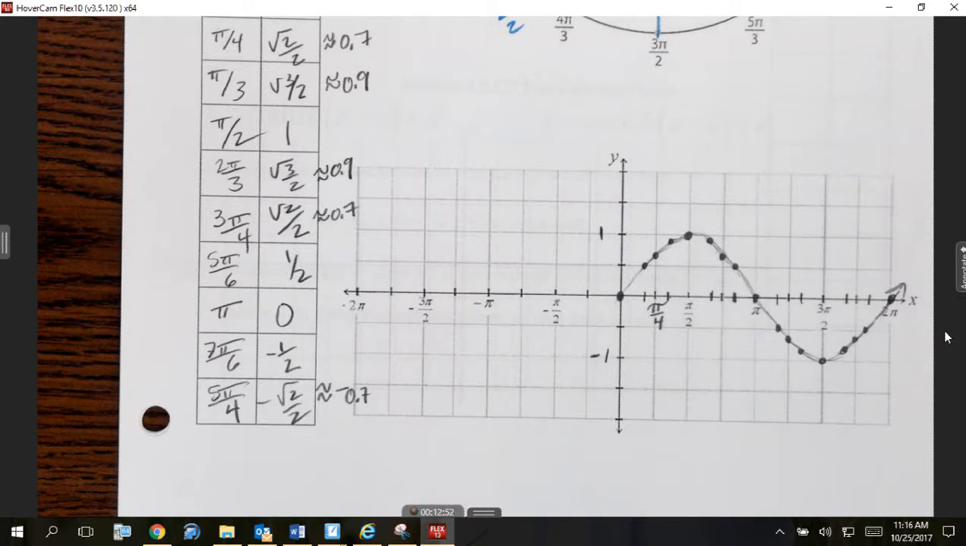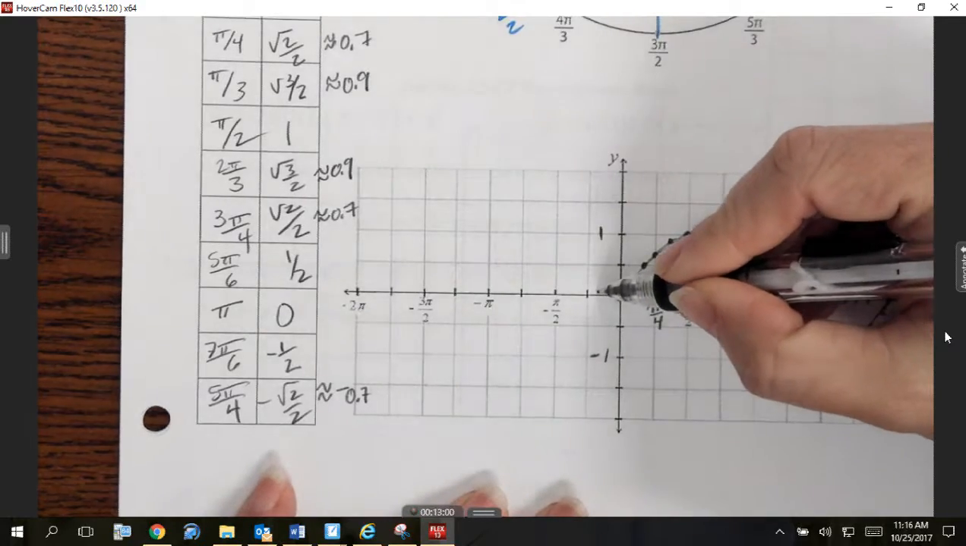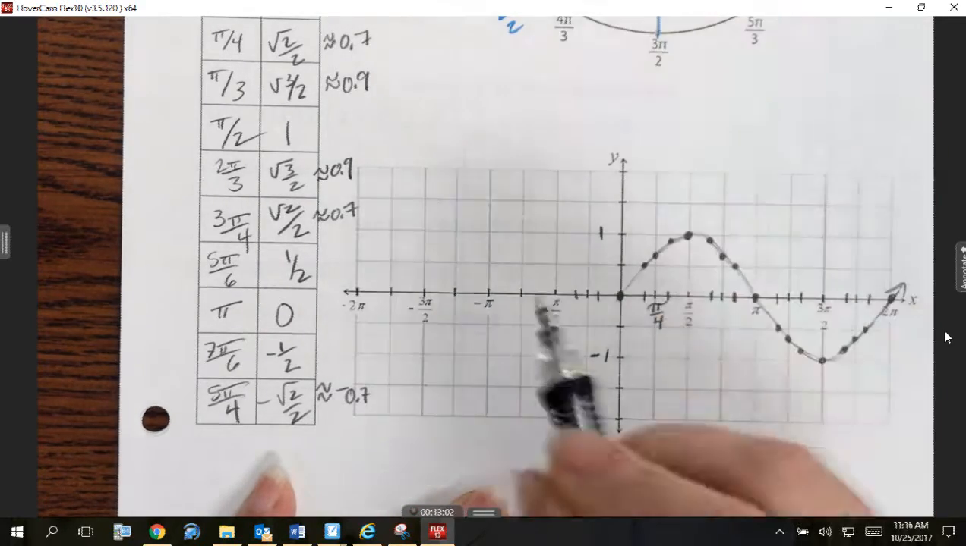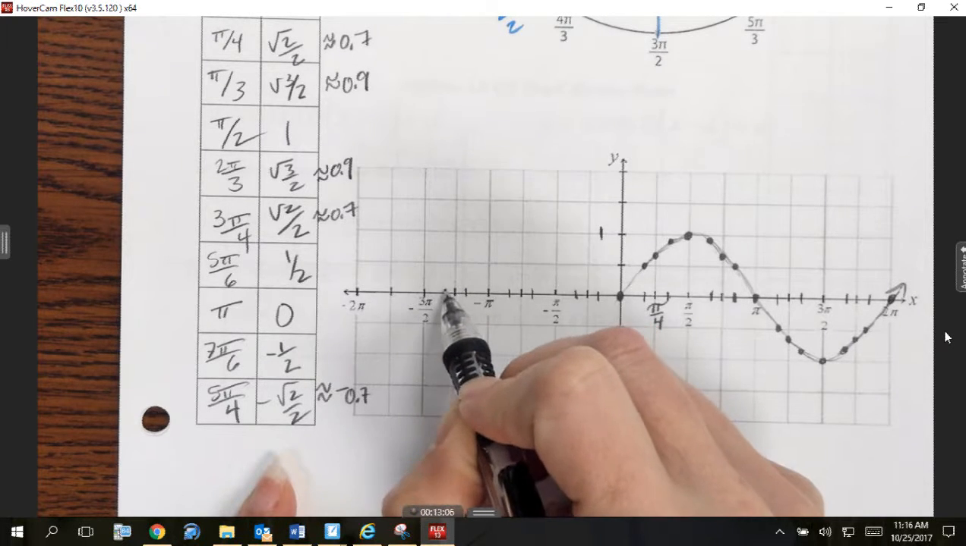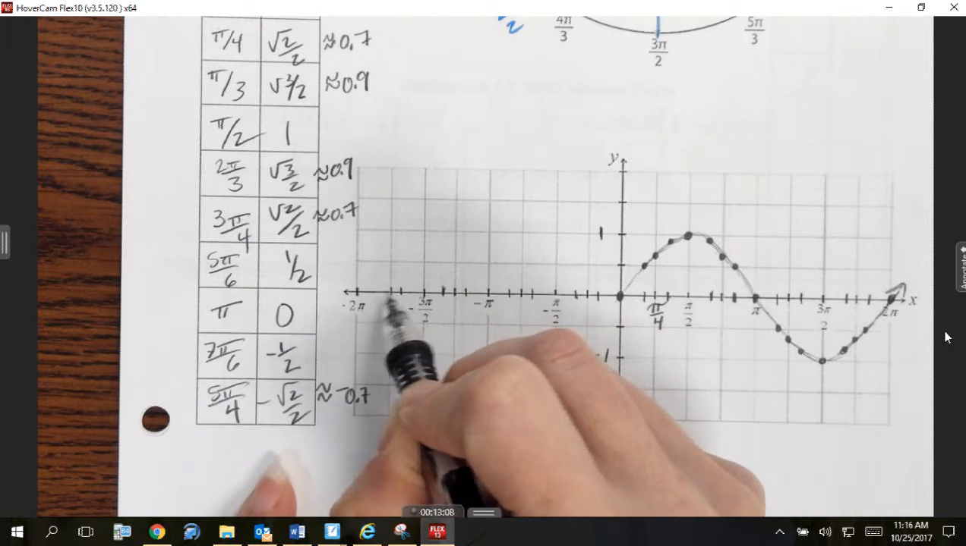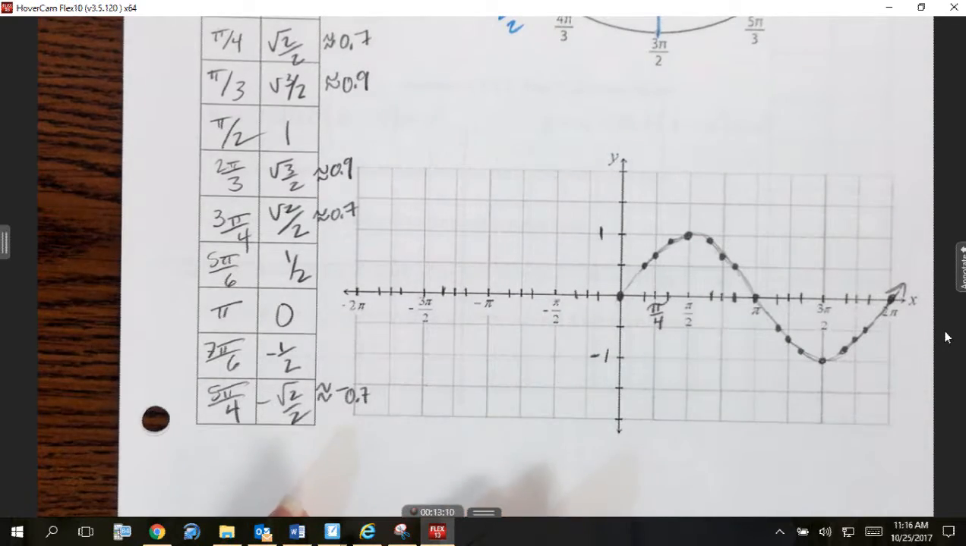I will graph it too, but it would be helpful for you to think about what's going to be next. Like I said, this is the only time that we're going to graph this many points on one of these graphs. The only time.